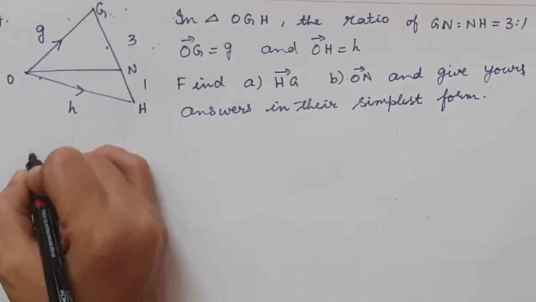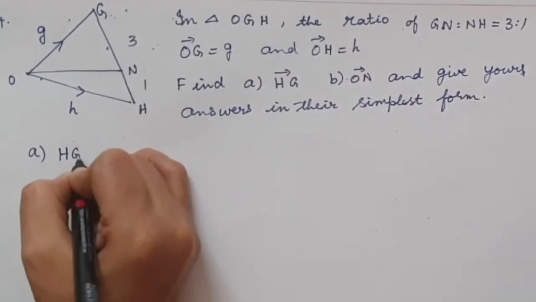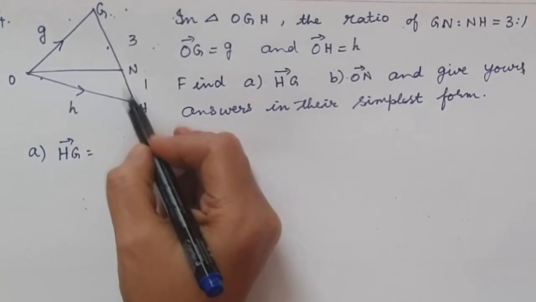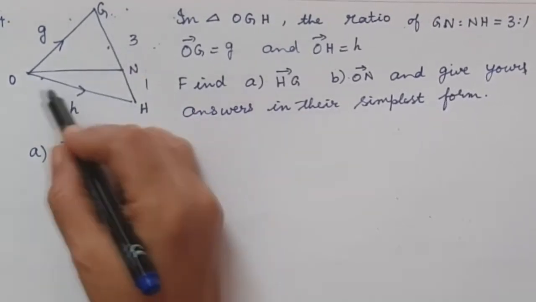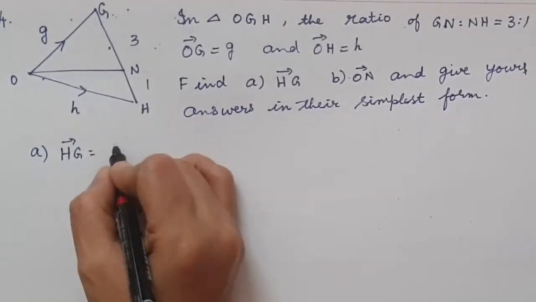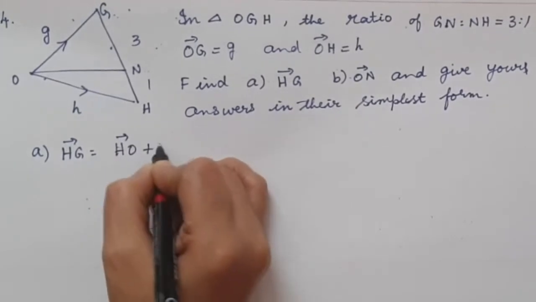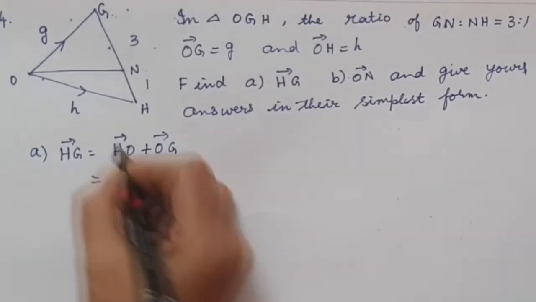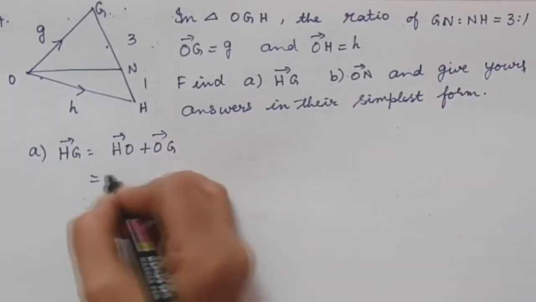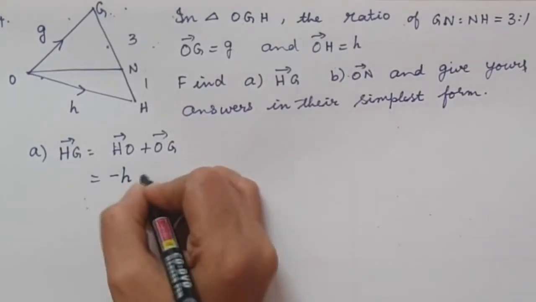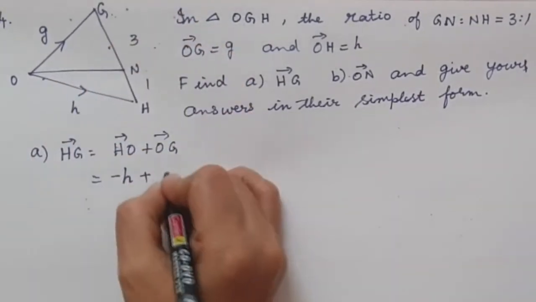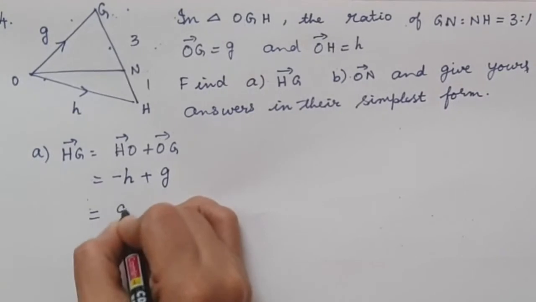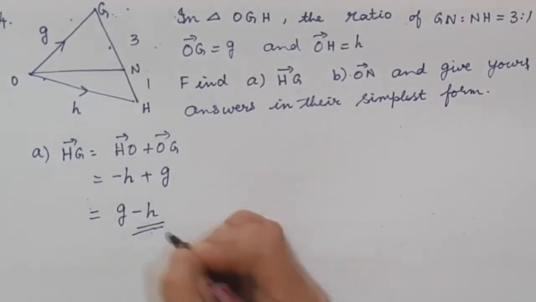Now our first part, HG, we need to find. In order to find HG, HG will be equal to HO plus OG. Our HO, we are going against the arrow of H, so it will be minus H. And this is along the arrow for OG, so it will be G. So this can be written as G minus H.